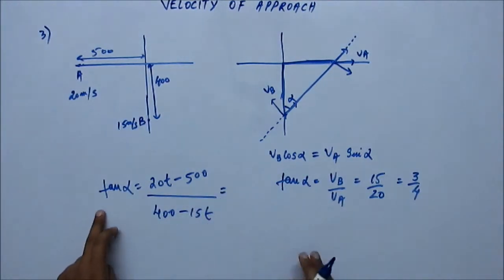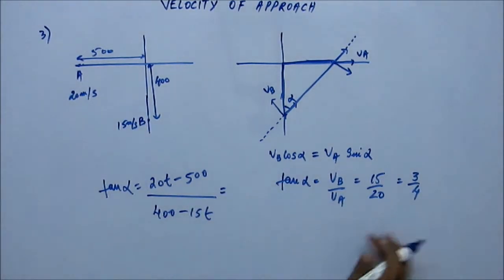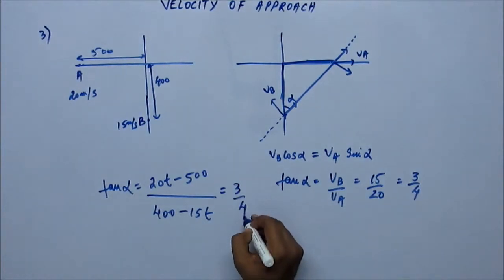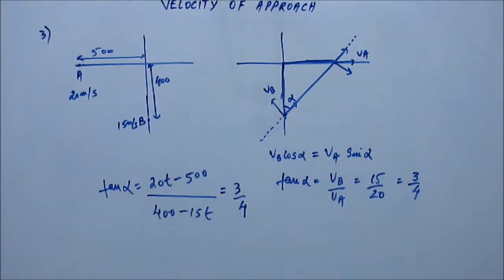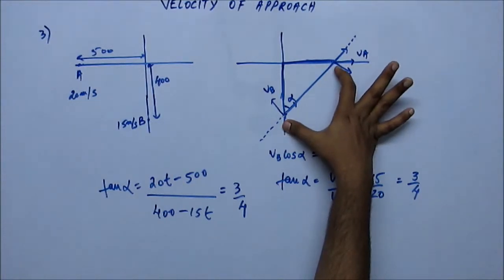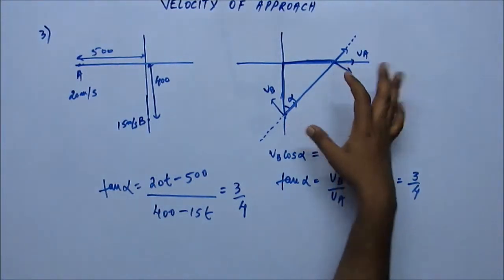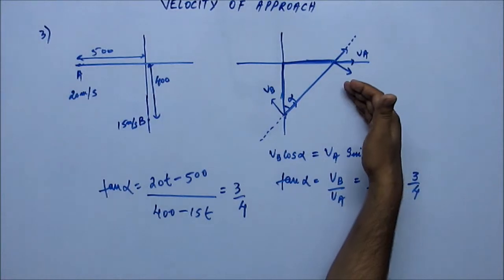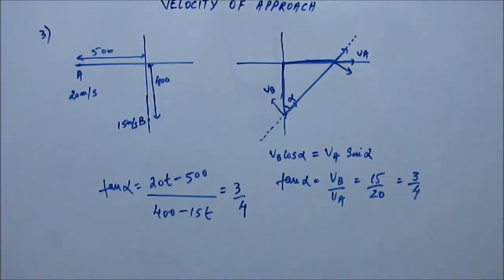Now this tan alpha we have already calculated as 3 by 4. So we just have to equate it with 3 by 4, and find t from here. The t that we will get would be 128 by 5, and then we put t here and find this distance using Pythagoras. This distance is the distance of closest approach between A and B. So you find t from here and then put t, and you find the distance of closest approach.